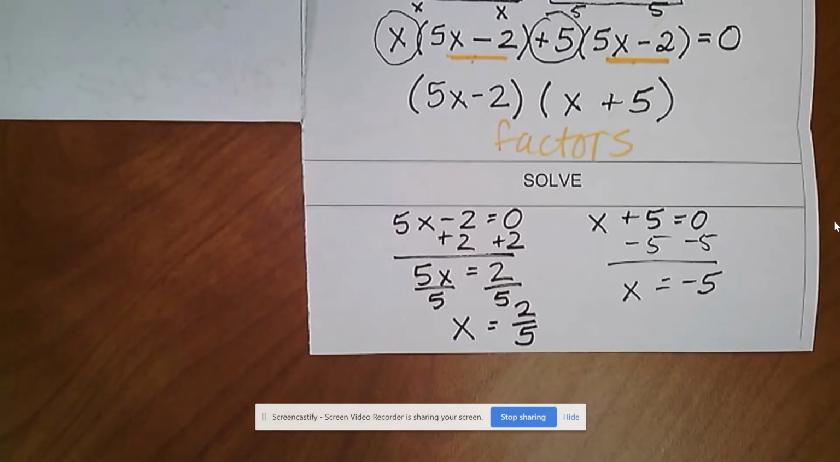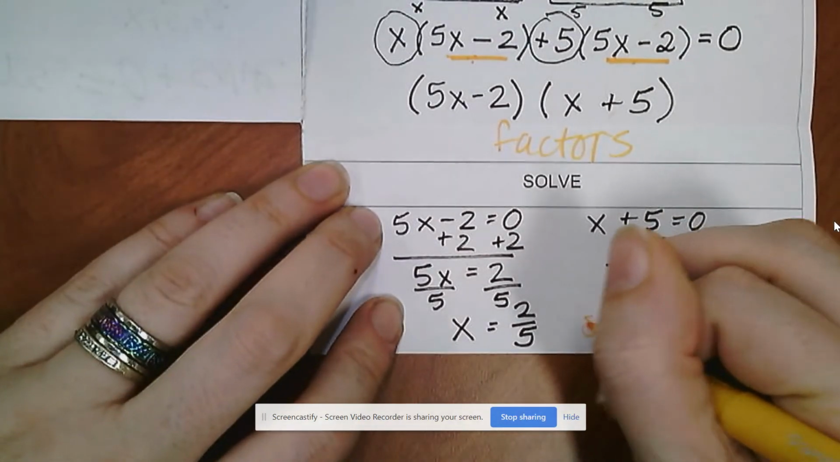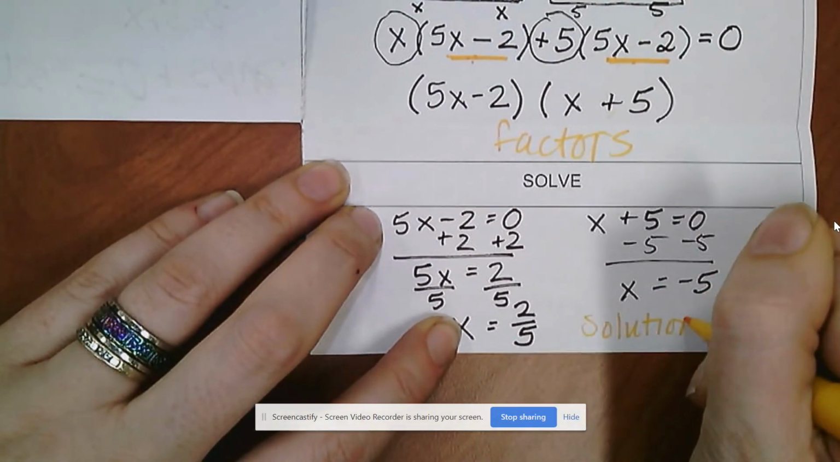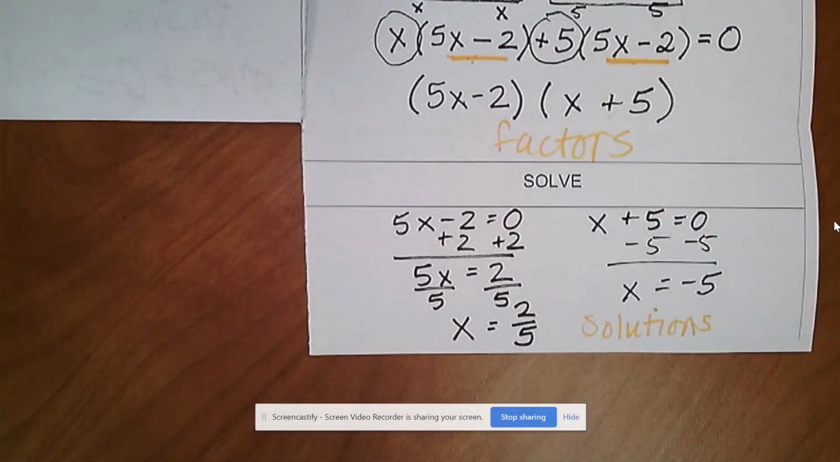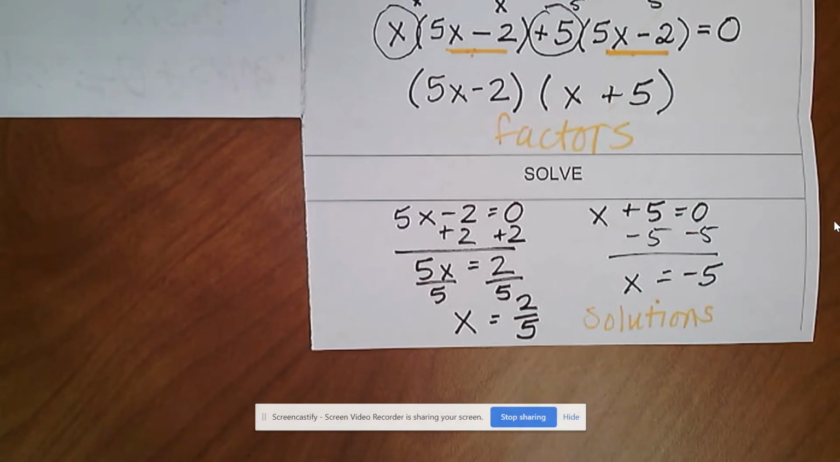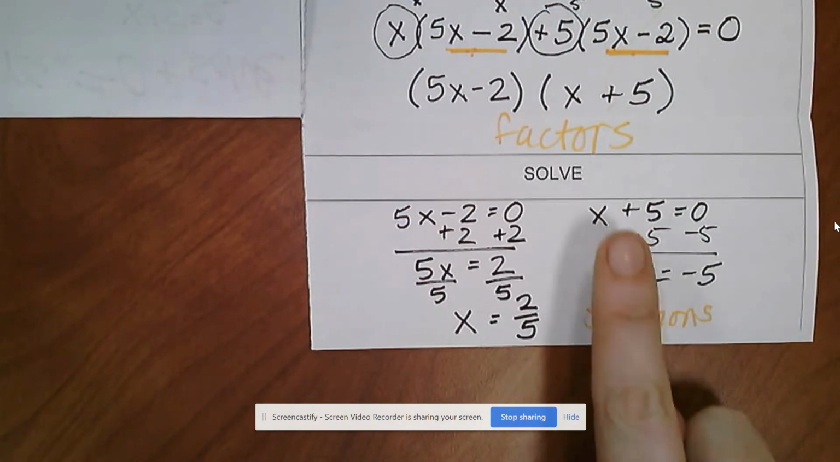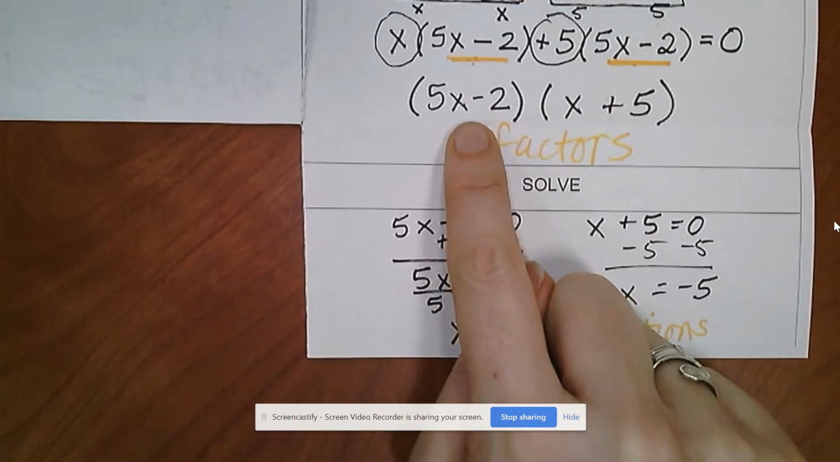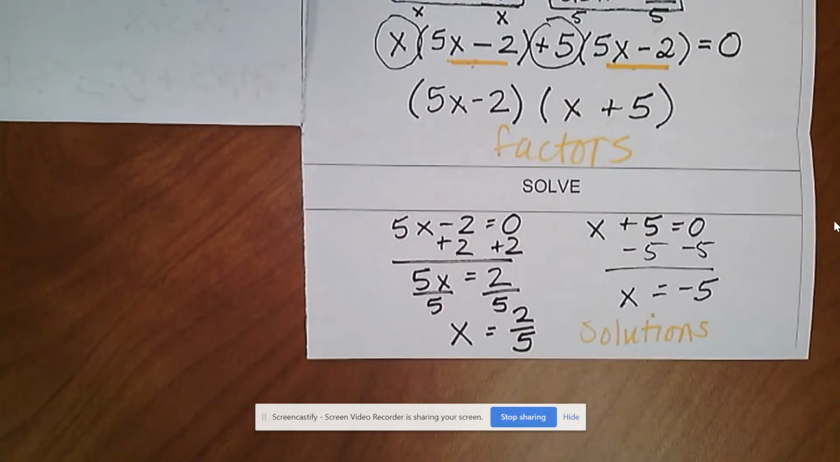So again, these are solutions, and these are factors. I'm making a big deal about that because it comes up a lot and people confuse them. So the solutions are what x equals, and the factors are the two binomials that we broke that initial trinomial into.